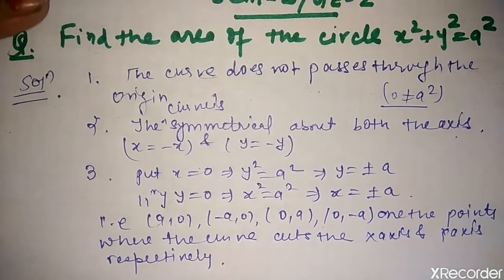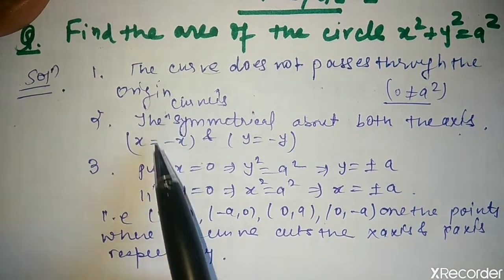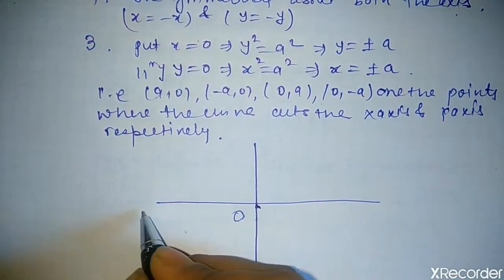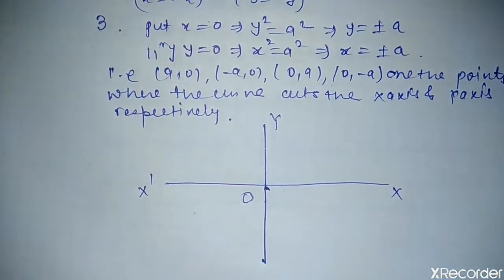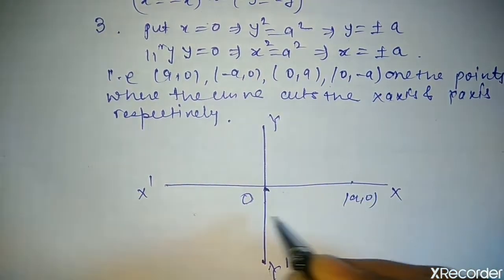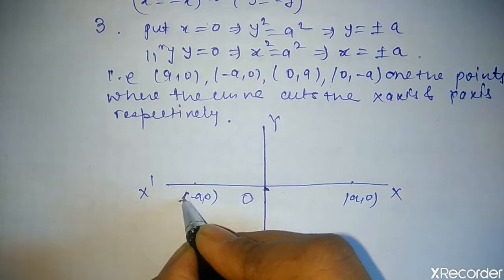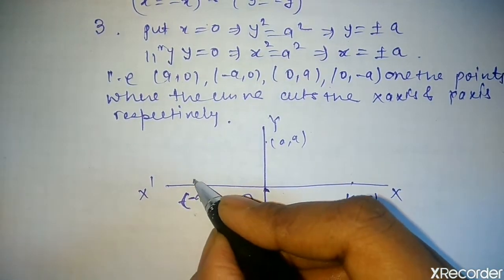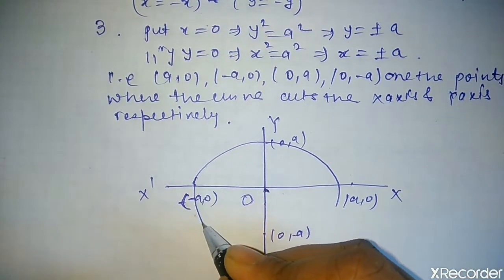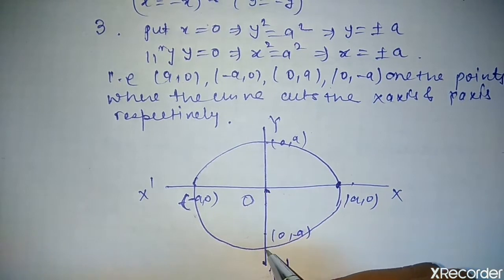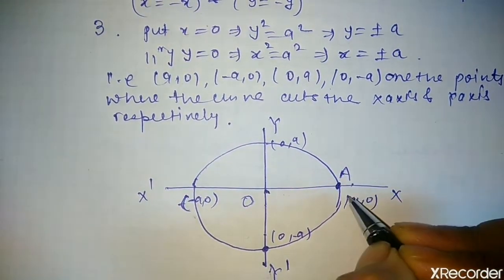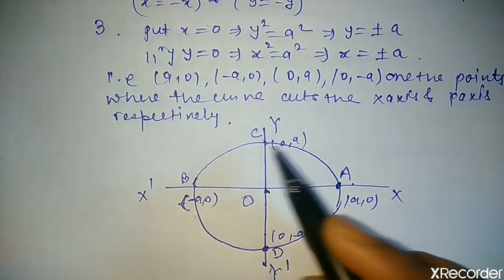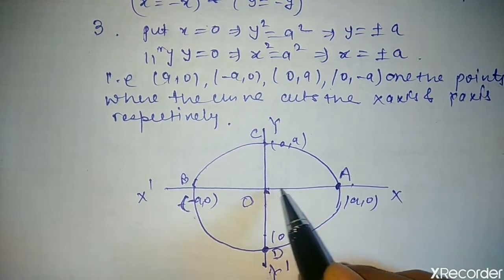Okay, so let us draw the figure by taking all these 3 points. Here we have O as origin, x dash, x, y, and again here we have y dash. Since we have the points a0, minus a0, 0a, and 0 minus a, we will join these points and we get a circle. Let these points be A, C, B, and then D. So this is the figure of a circle of radius a.